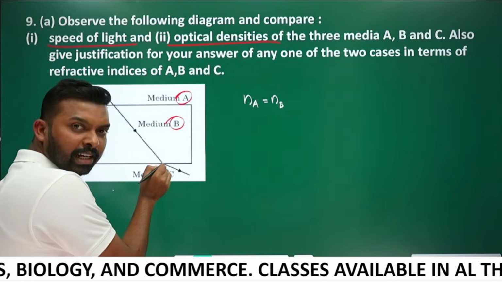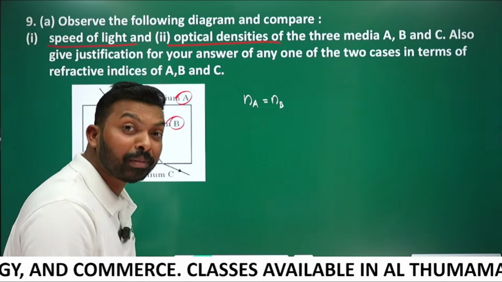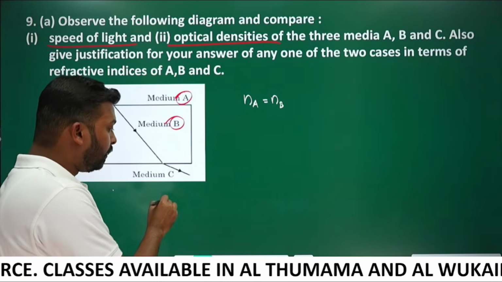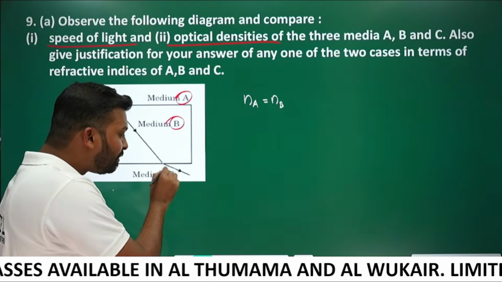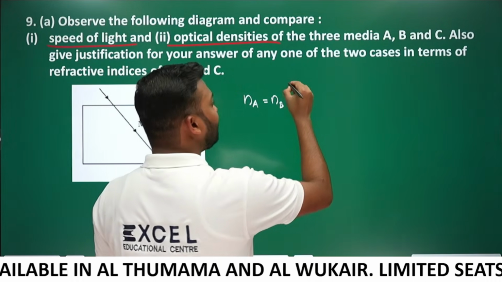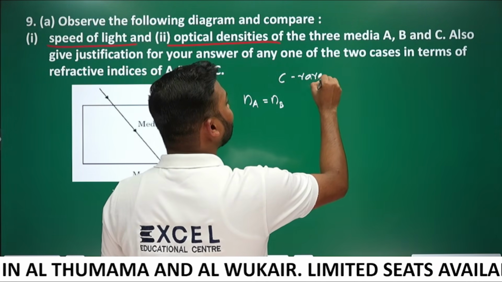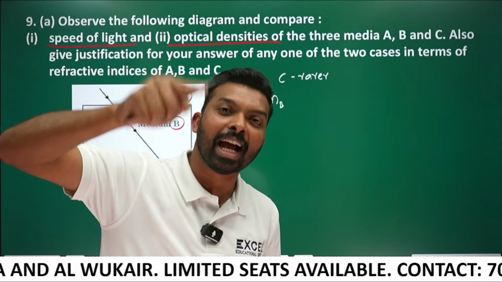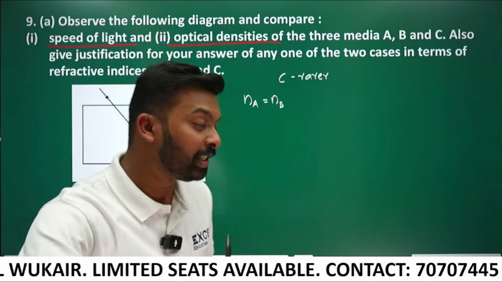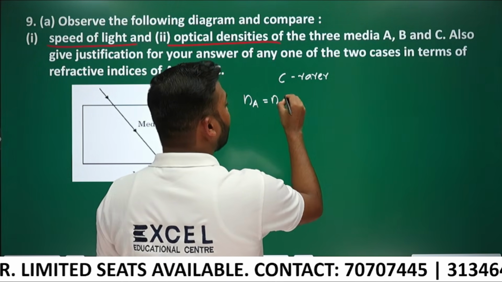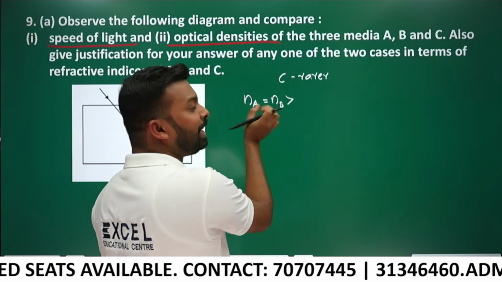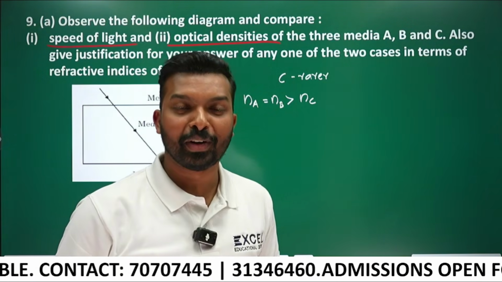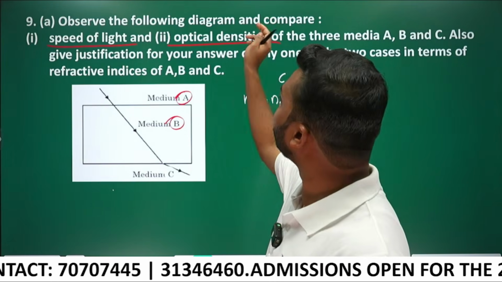Once it reaches here, it is actually moving away from the normal, right? So medium C is actually a rarer medium. If it is rarer, the refractive index has to decrease. So here we have NA equal to NB, which is greater than NC. And this is basically the optical density itself.